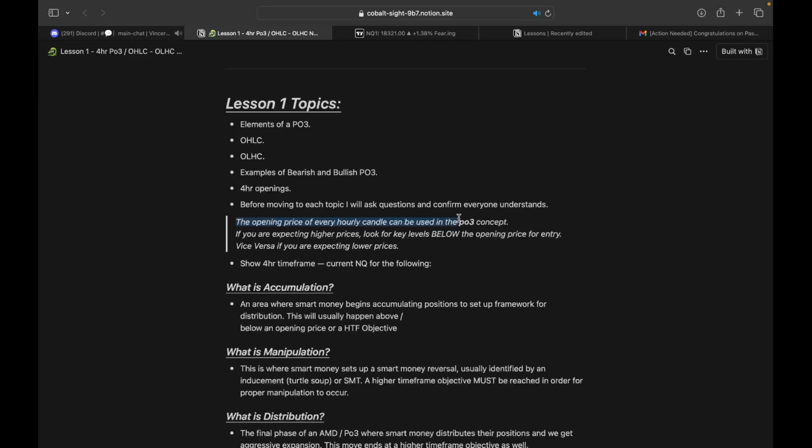First thing I want to cover, the opening price of every hourly candle. Hourly, 90-minute, can be used in the Power 3 concept. If you're expecting higher prices, you're going to be looking for key levels below the opening price for entry, and vice versa for expecting lower prices.